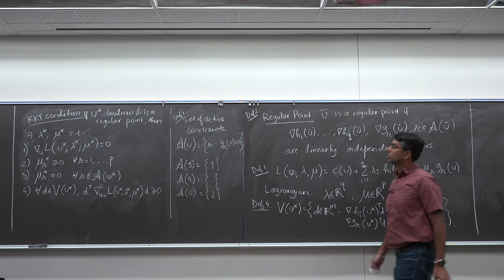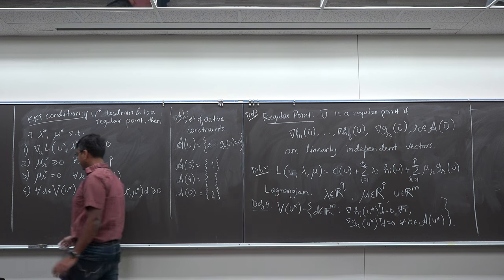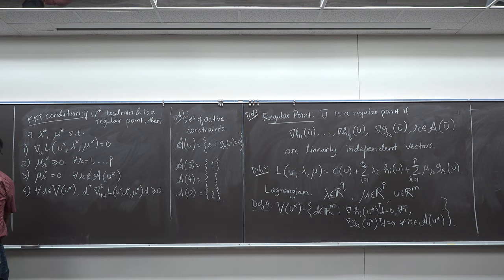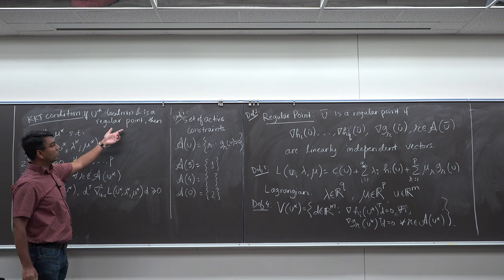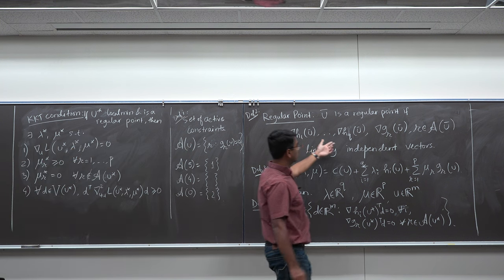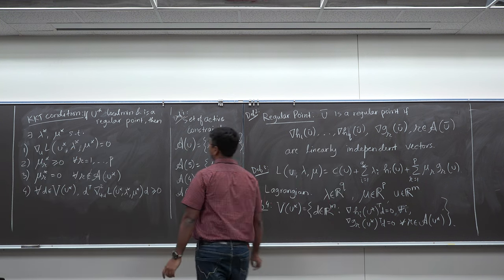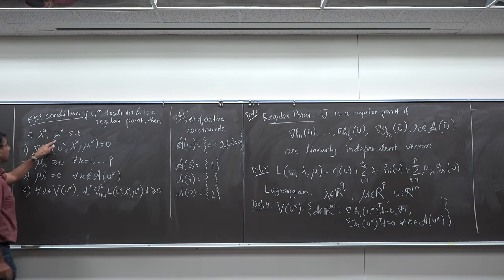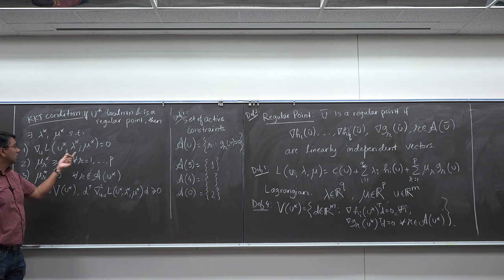Perfect. So here is the idea. If u star is a local minimum and is a regular point, so what is a regular point? All of these vectors are linearly independent. Then there exist Lagrange multipliers. So these are known as Lagrange multipliers, such that the first derivative of the Lagrangian with respect to u is equal to 0. But where am I evaluating this first derivative? I'm evaluating it at this local minimum and this lambda star, which is the Lagrange multiplier, and mu star, which is also the Lagrange multiplier.